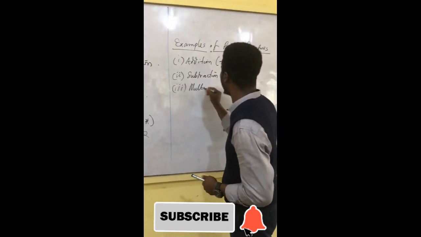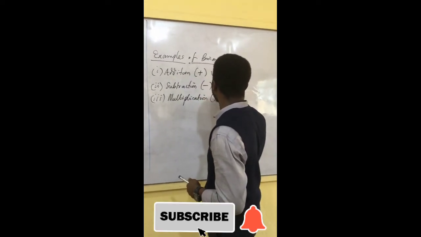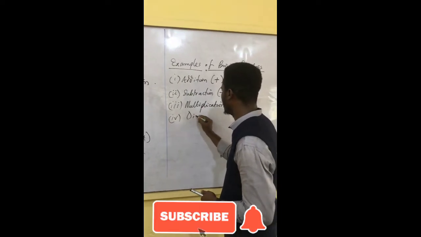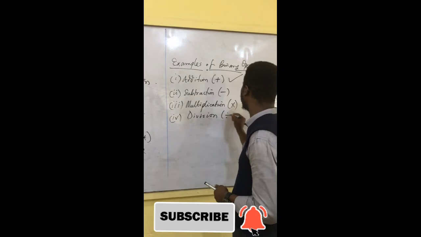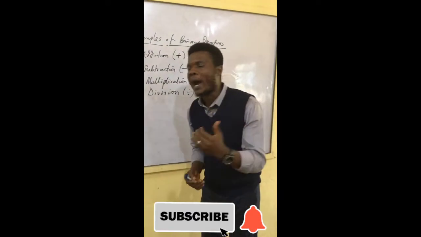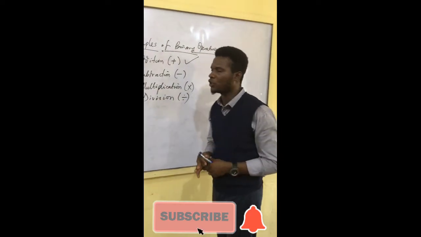multiplication. So multiplication is another binary operation we've been using all along. And the fourth one is division. So these are popular binary operations we've been using all along. Now, the question is, why are these that I have mentioned binary operations?